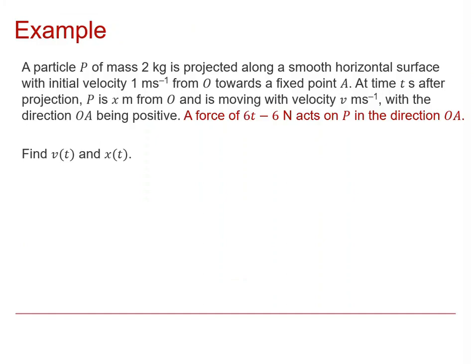So here we have our first problem, a mass of 2 kilograms. It's on a smooth horizontal surface, so there's no friction. It has an initial velocity of 1 meter per second from O in some direction towards a point A. After time t seconds, it's got a displacement x meters and a velocity of v meters per second. And the stress here is on making certain we keep sense of which is the positive direction. It's in the direction OA.